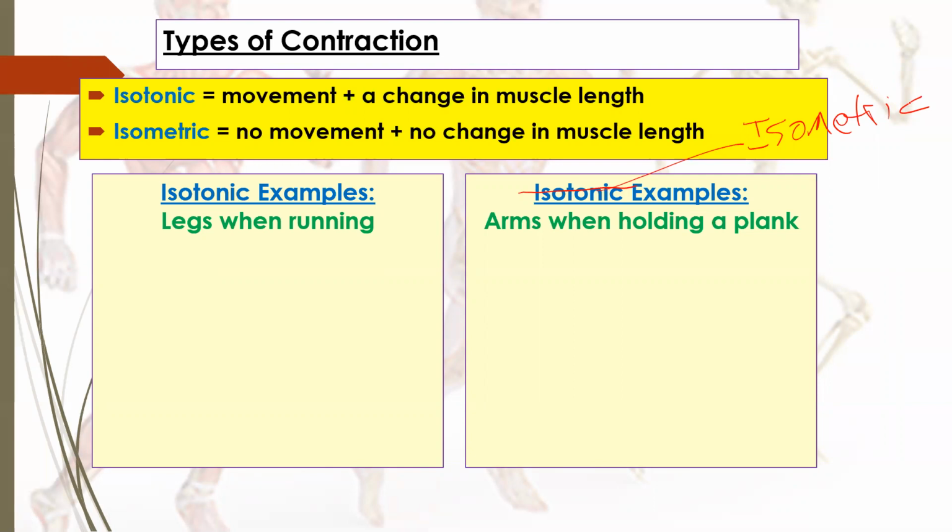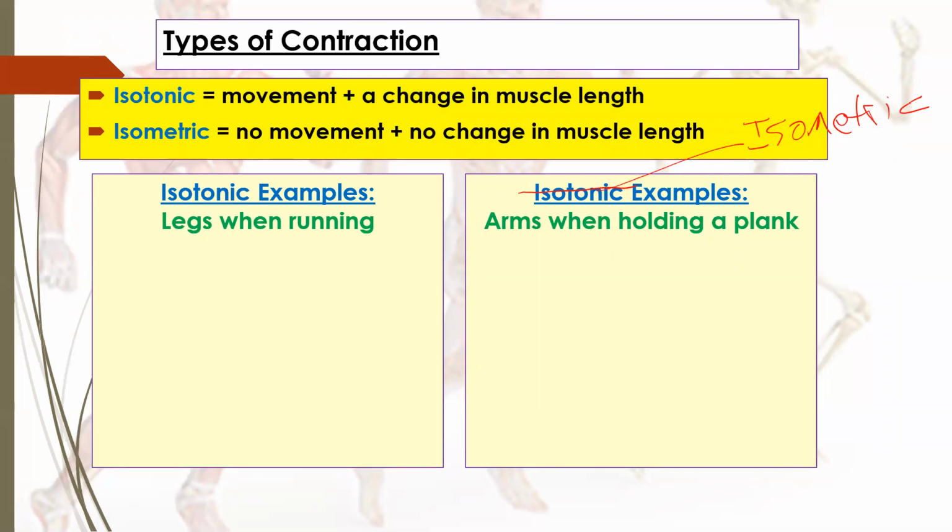So for example, the arms when you're holding a plank position. So for instance, a standard plank, maybe if you did it in a press up position with your hands down, straight arms, and you just hold that position, that's quite hard work. Your muscles are contracting. Because there's no movement involved, there's no change in muscle length. As soon as you start moving, that then becomes isotonic.